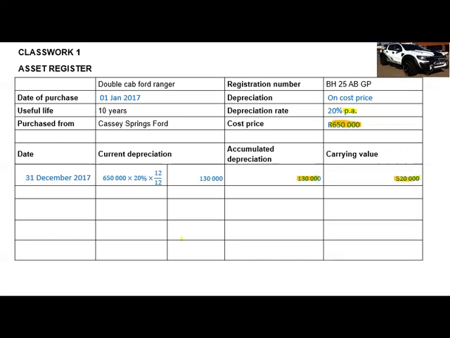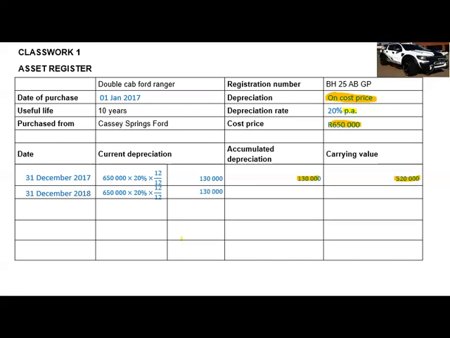Okay. Now let's go to December 2018. How do we calculate depreciation for that year? It depends on the method. The method said we must use what? Do you see? It's on cost price. So depreciation is always on cost price. So it'll be 130,000 again.